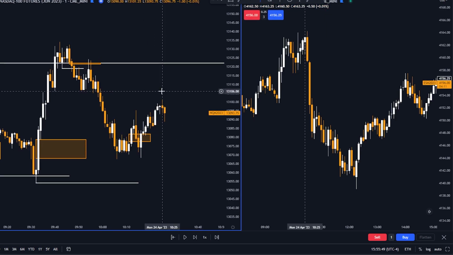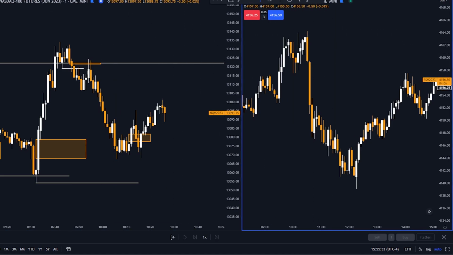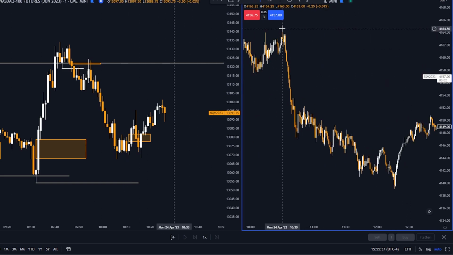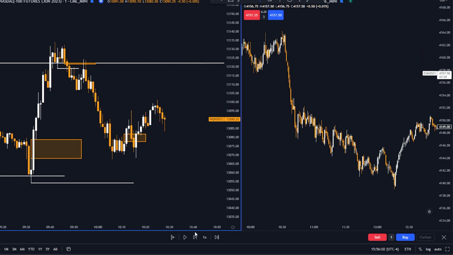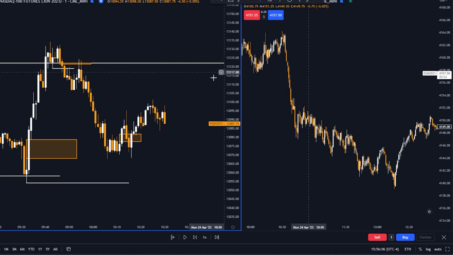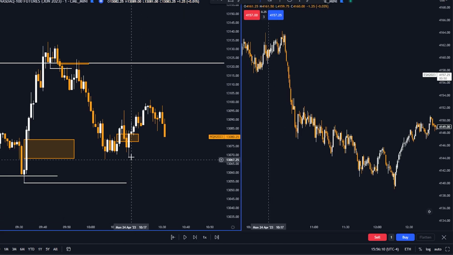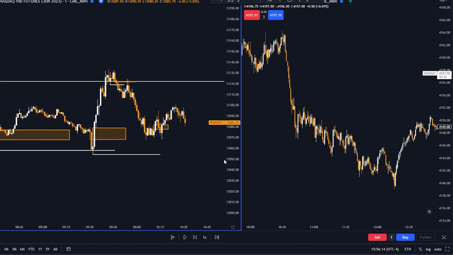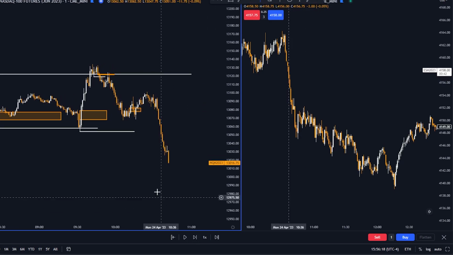Right here, I checked the ES. We made a new high here. I'm gonna put this to 1 minute. So we made this new high. Let's move this chart. Okay, so new high, but NQ did not make a new high. So on the next candle, I entered short, and then we can see it started just dropping all the way down.